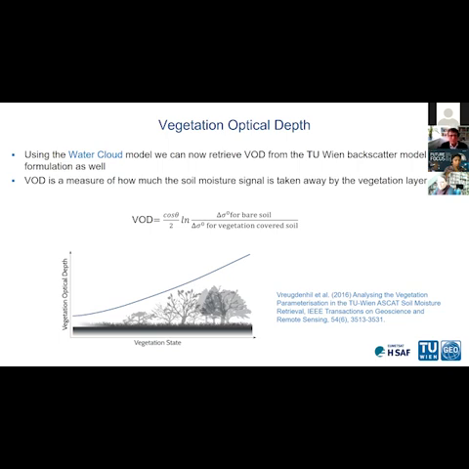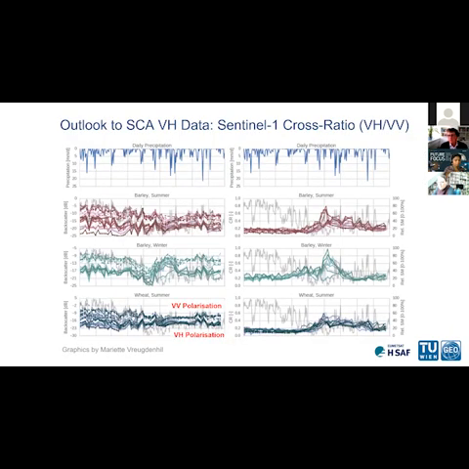Maybe one outlook to the SCA instrument. As I said, the big novelty will be that we're going to have HH and VH data there. The added benefit of having VH data can already be seen with the Sentinel-1 satellite because it has VV and VH acquisitions over land. Here we see time series for different crops.